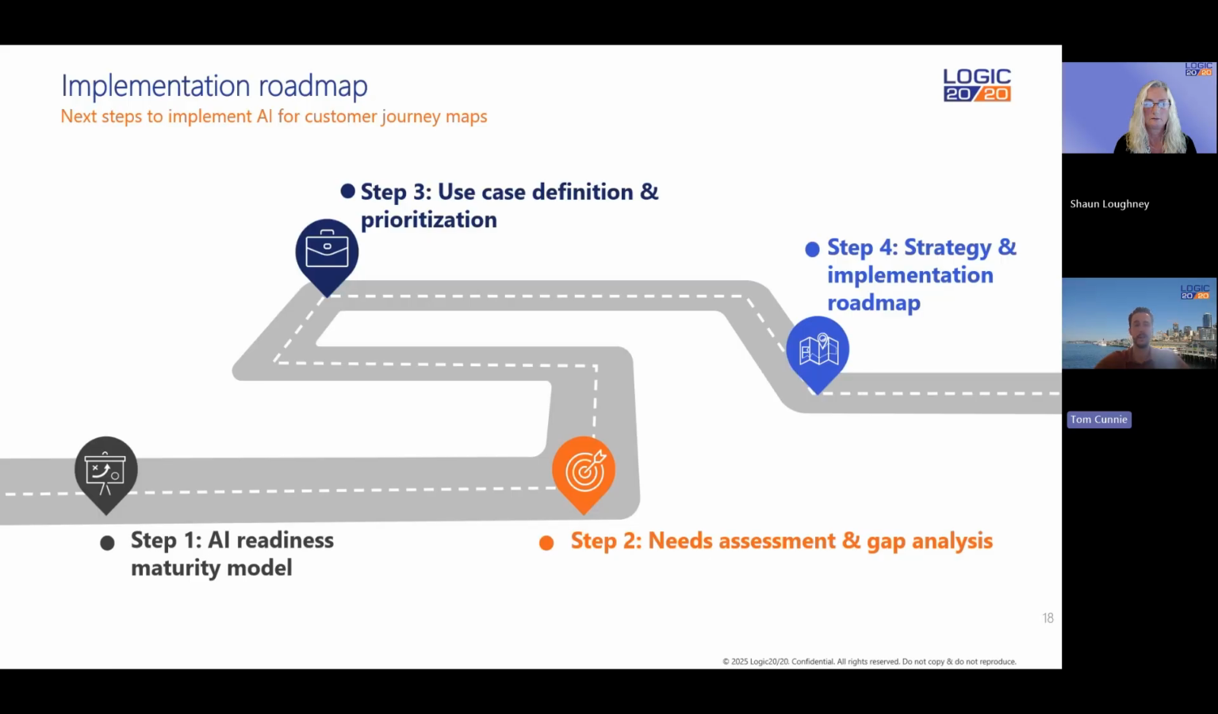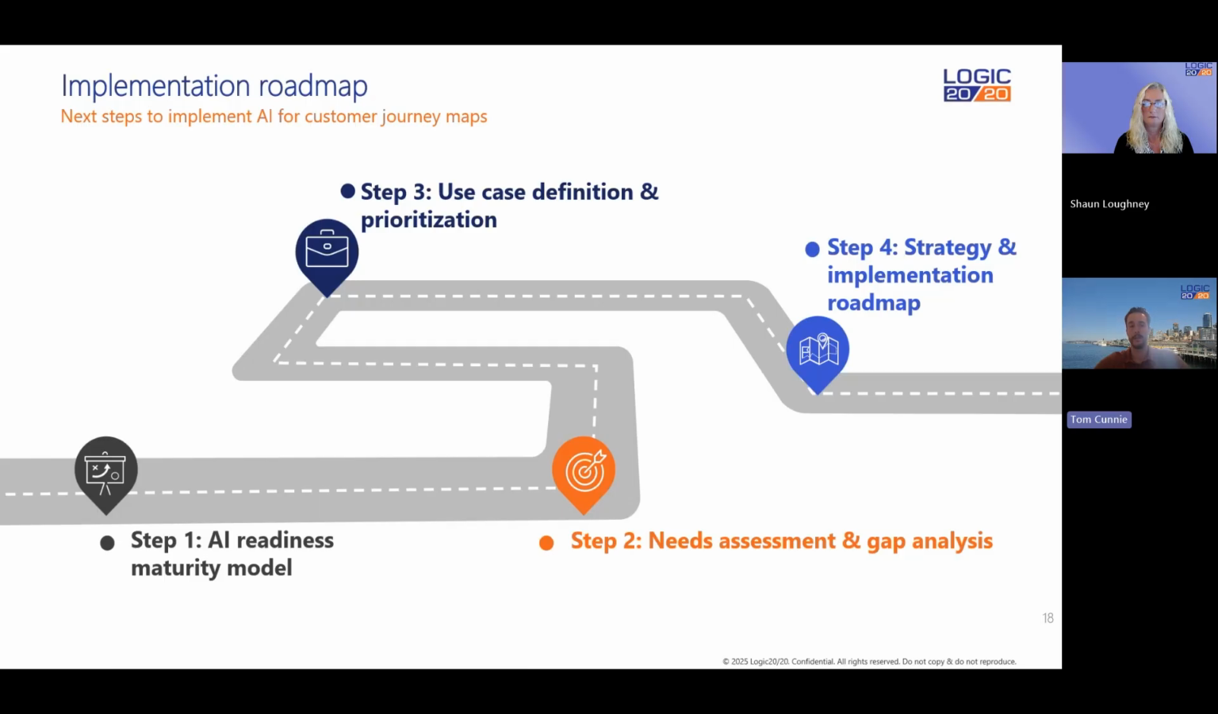This means looking across data, processes, systems, and people to understand current maturity. Some teams may already have strong data and cloud foundations, while others need more work before they can scale AI effectively. This step gives us a baseline and ensures we're building on solid ground. Once we know where we stand, the next step is to identify gaps. This could be gaps in infrastructure, in data quality, or in workforce readiness. By mapping current capabilities against future requirements, we can see exactly what needs to be strengthened to support AI at scale.